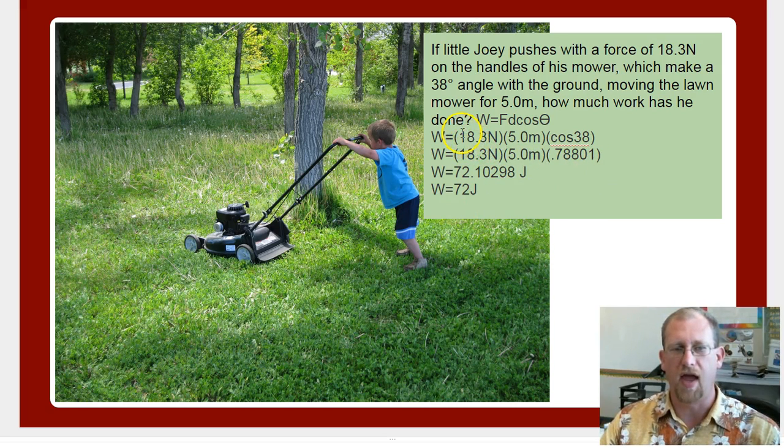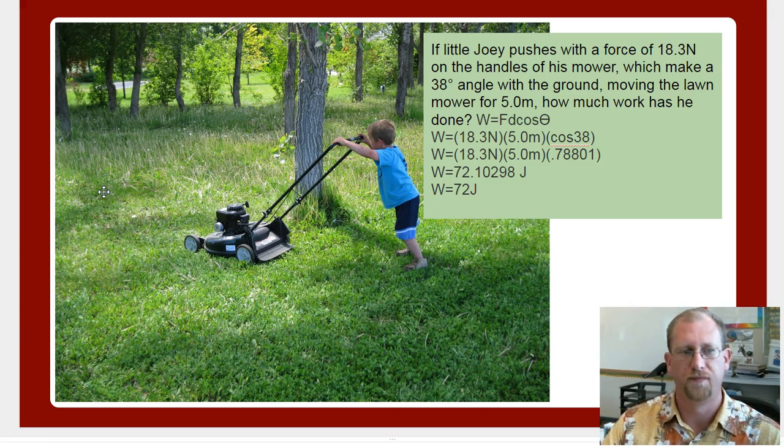Okay. 18.3 newtons of force going down the handle, and 5 meters of distance. But Joey is not pushing parallel to the ground. He's pushing on the handles at an angle. So we've got to correct that, cosine of 38 degrees, okay? Cosine of 38 is 0.78801, and then we just multiply straight across and we get 72.1 and change, correcting for significant digits, 72 joules. So Joey pushing on those handles and moving that lawnmower for 5 meters has done 72 joules worth of work, okay?